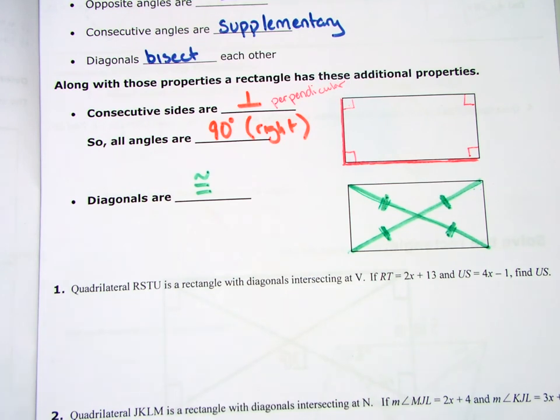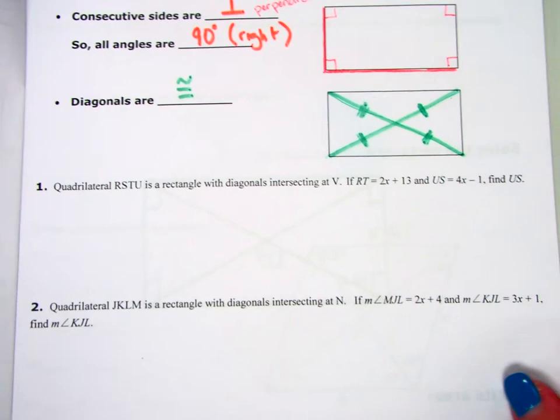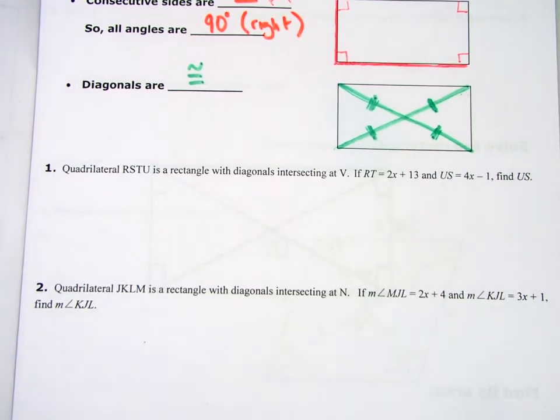Okay? All right, so we're going to have a lot of problems like this one here that we see on number 1. Quadrilateral RSTU is a rectangle with diagonals intersecting at V. If the distance from R to T is 2x plus 13, and the distance from U to S is 4x minus 1, find the distance from U to S. So the very first thing I'm going to do is I'm going to sketch that picture. Okay? This is where we, a lot of times, will tend to go wrong, is in sketching this picture.